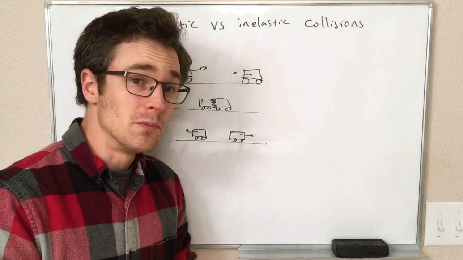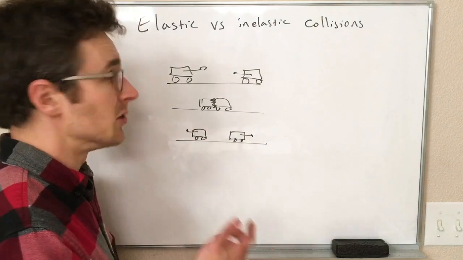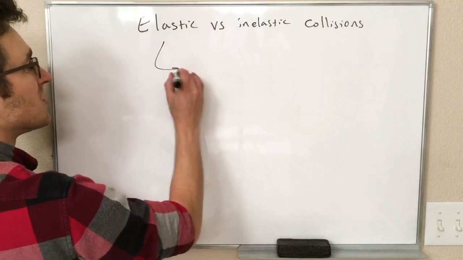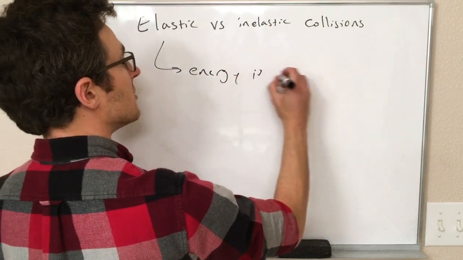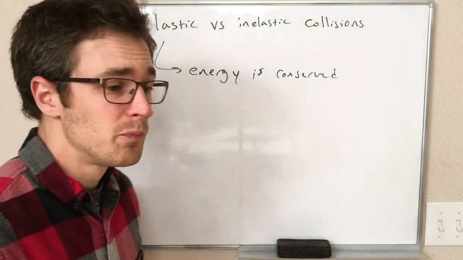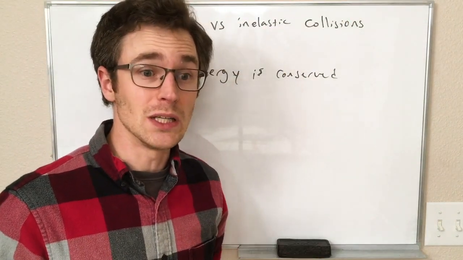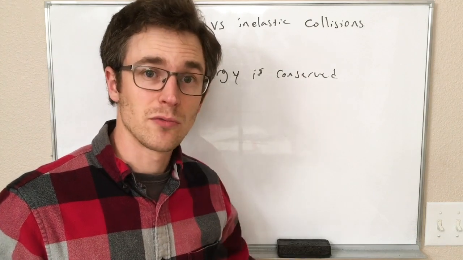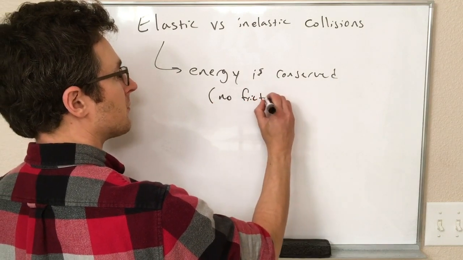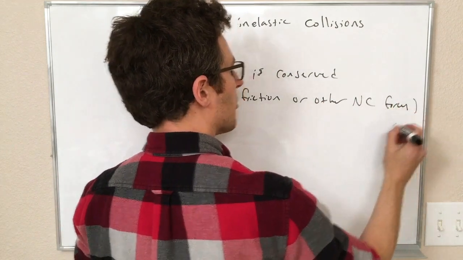This doesn't have to be the case, though. We can have a collision where energy is conserved, and this is a special kind of collision. This is called an elastic collision. So an elastic collision is one where energy is conserved. And for this to be true, all of our forces have to be conservative forces. We can't have any friction-y forces. So for this to be true, there has to be no friction or other non-conservative forces.